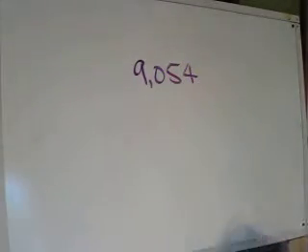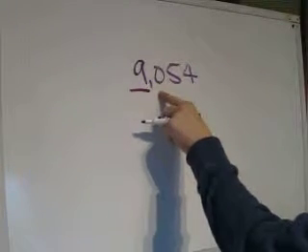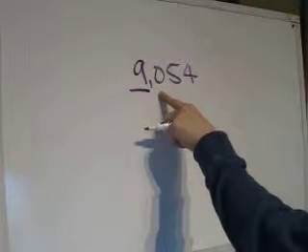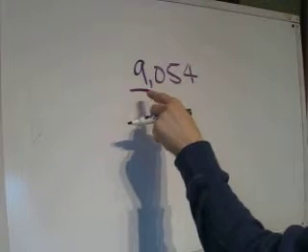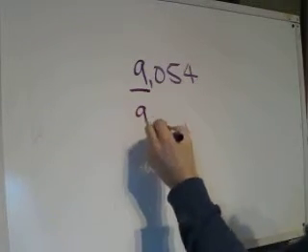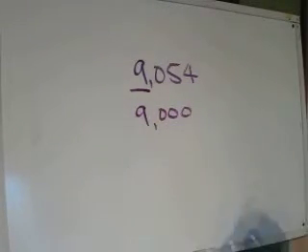9,054. Alright, so there's 9,054, and the instruction says round each of the numbers to the nearest thousand. So, thousand's position is right there. If I'm rounding to the nearest thousand, I'm going to look to the right. If that number is less than 5, I do nothing to the 9. And if you remember, everything goes to 0 to the right of the 9.